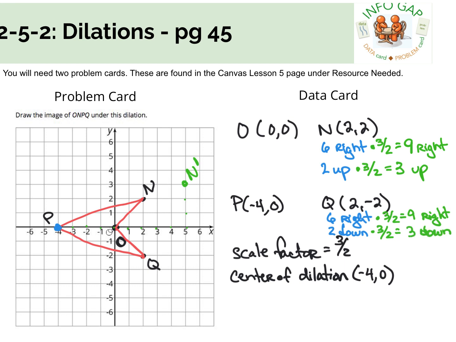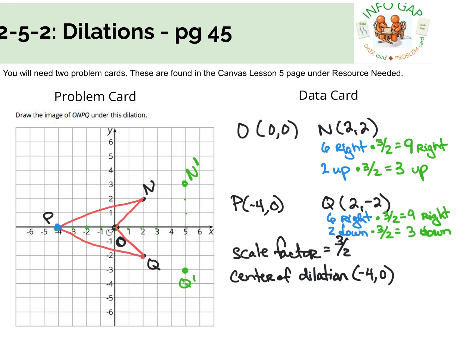Okay, so from our center point of dilation, which is P, we're going to go 1, 2, 3, 4, 5, 6, 7, 8, 9. 2 down, or so 2 down. Oh, we're going 3 down. That's actually going to be here. So here is Q prime.